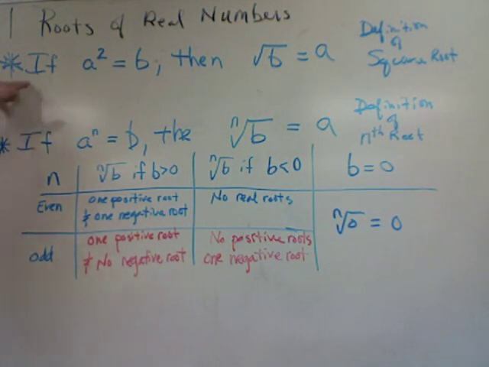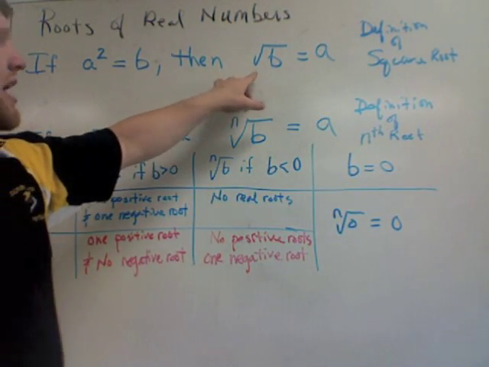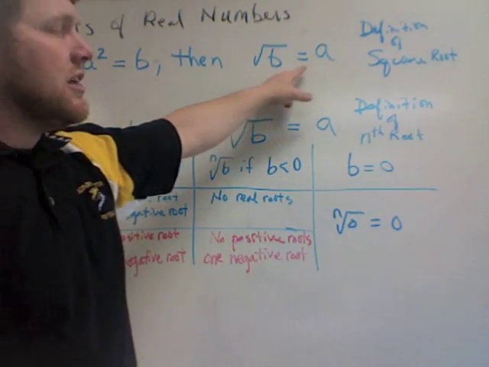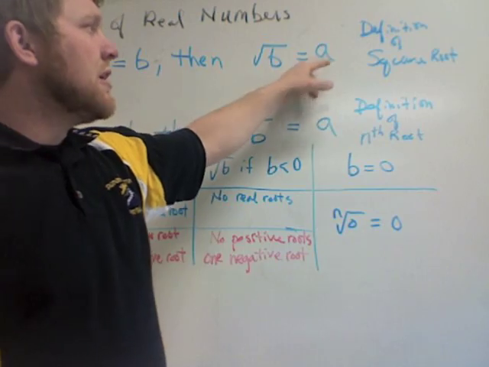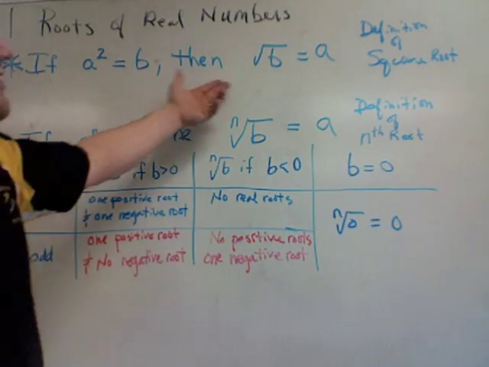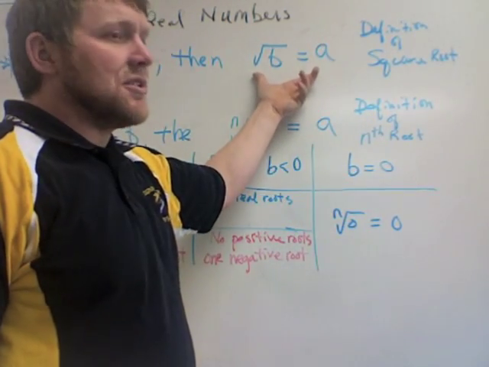So first of all, the first one is the definition of the square root. If a squared equals b, then the definition of a square root is that the square root of b would equal a. So that's the definition of a square root. If this, then this must happen. Okay, that's what this means.